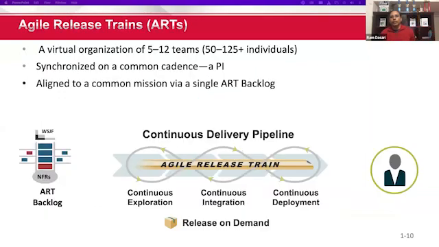The ARTs are typically 5 to 12 teams, 50 to 125 plus individuals, and they're all synchronized on a common cadence, which is a PI. They are all aligned to a common mission, and they all work from the same ART backlog, which consists of features. All those features are prioritized using a technique called weighted shortest job first, a very useful technique, which you'll also be taught in the classes when you take the SAFe curriculum, especially the POPM class, SAFe Scrum Master class, or Leading SAFe class. It will go into detail about this prioritization technique.